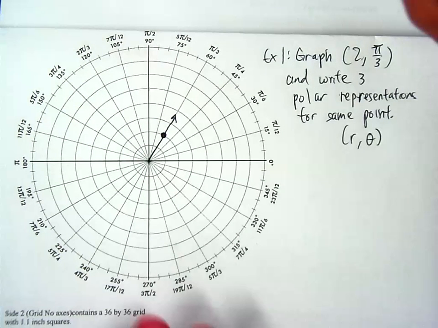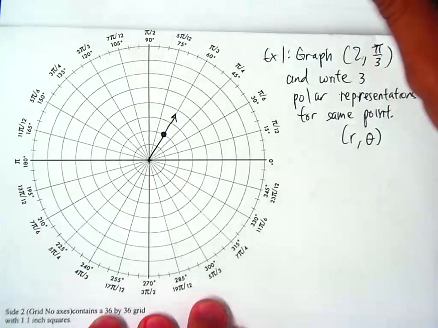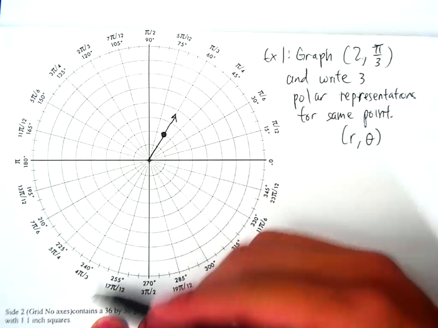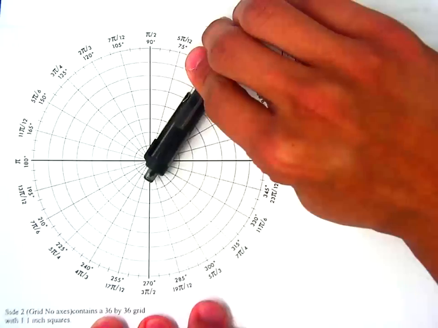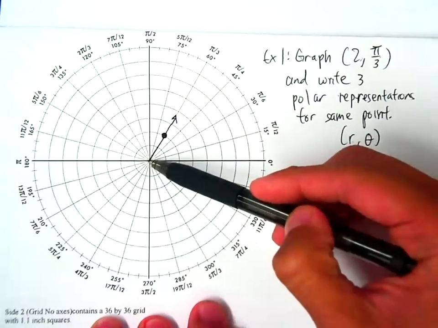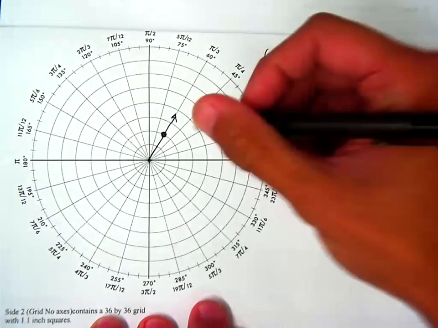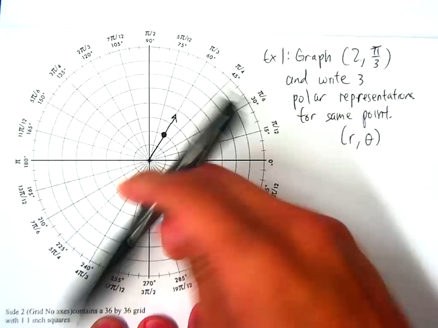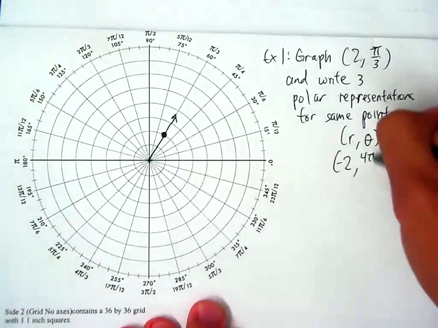Now we're also going to write 3 representations for it. What I didn't tell you is if r is negative, you're actually going to go 180 degrees in the opposite direction. So let's say I had negative 2 comma pi over 3. Well, I'd be at pi over 3, but negative 2 would go the other way. So I actually end up here. Another way to write this is, let's say I go to 4 pi over 3. I'm at 4 pi over 3. I go negative 2, go the other way. So another way to write this is negative 2 comma 4 pi over 3.